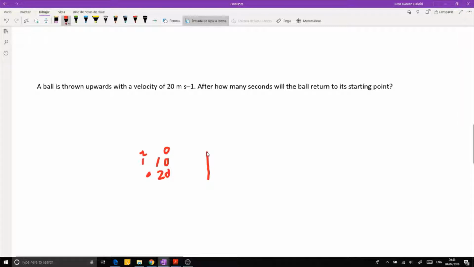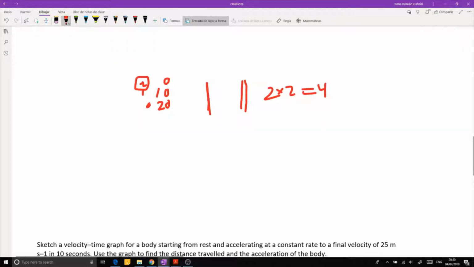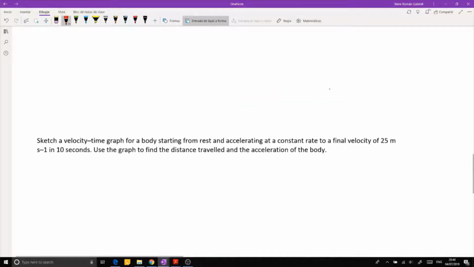But then the ball has to also go down. And the way to go down is, since up and down will be the same thing, we just have to multiply times 2. So since here we just said that it was 2 seconds, we know that it has to be 2 times 2, which is simply just 4. And then we just put seconds, and that's it.